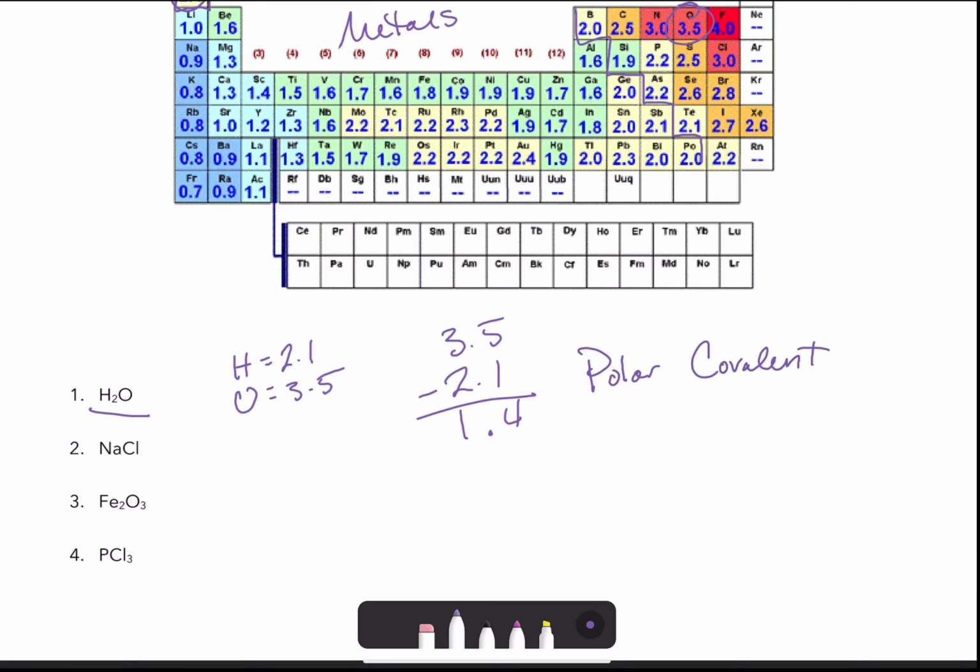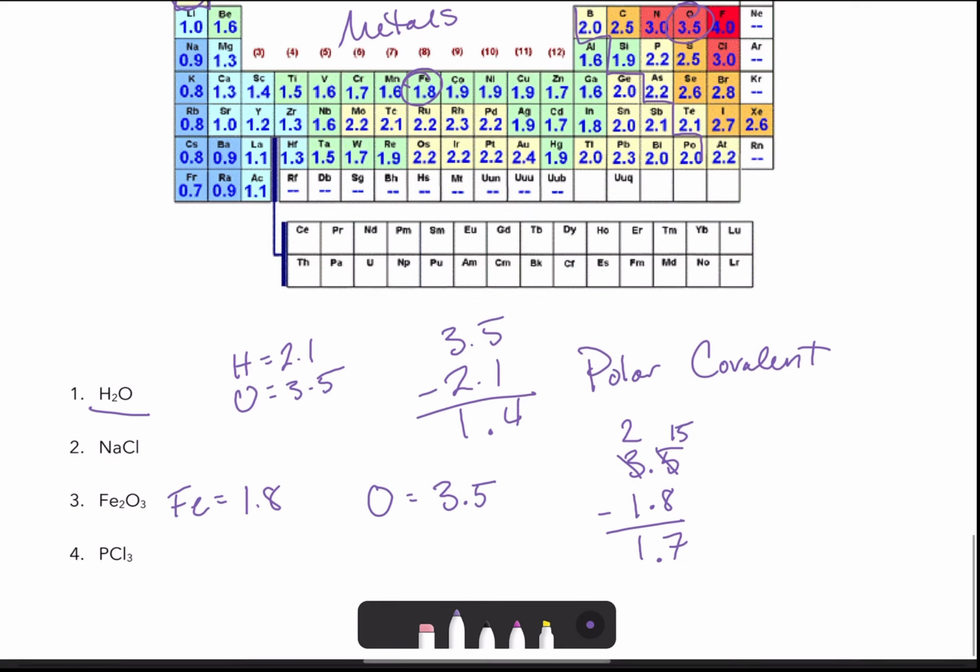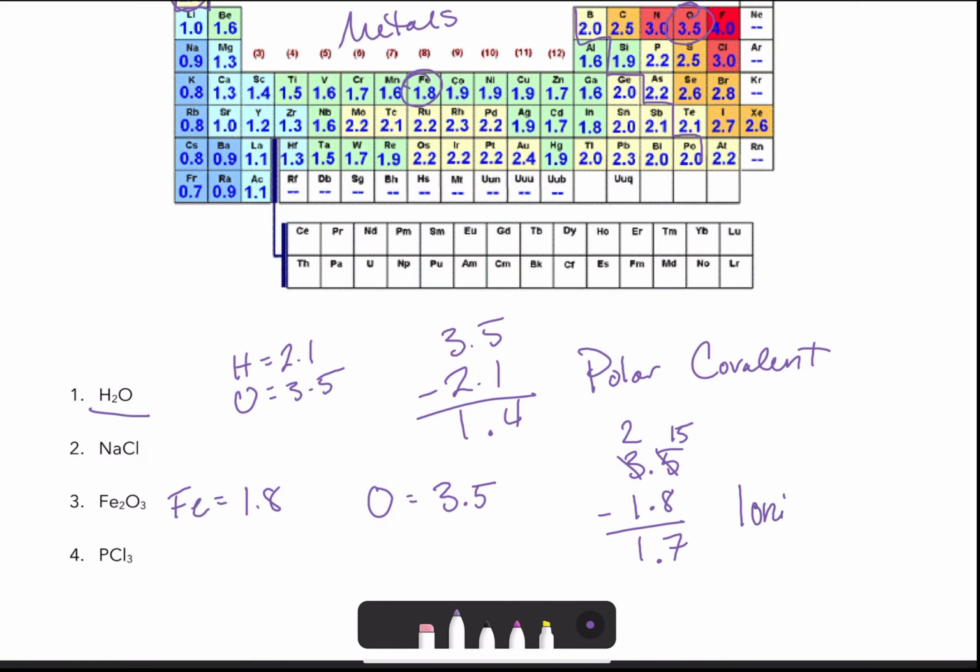Let's do number 3 together, and you can try 2 and 4 on your own. So number 3, we're looking at iron right here. And once again, we're looking at oxygen up here. Iron has an electronegativity value of 1.8. Oxygen has a value of 3.5. Let's do a little subtraction, figure it out. 3.5 minus 1.8, and it's 1.7. So this is an ionic compound. Go ahead and try number 2 and number 4 on your own, and then unpause the video for the answers.